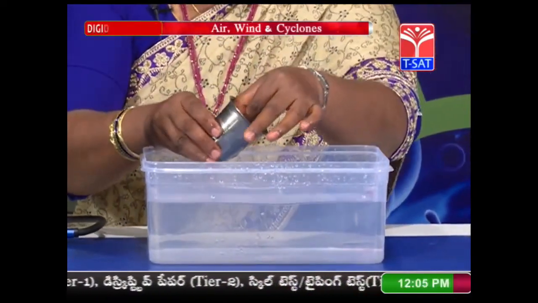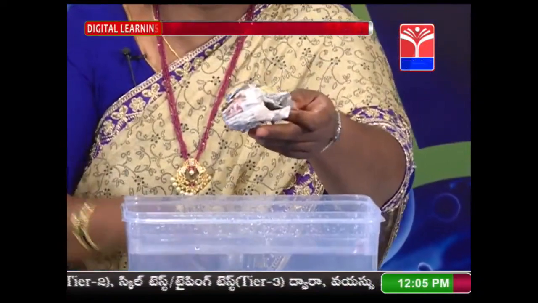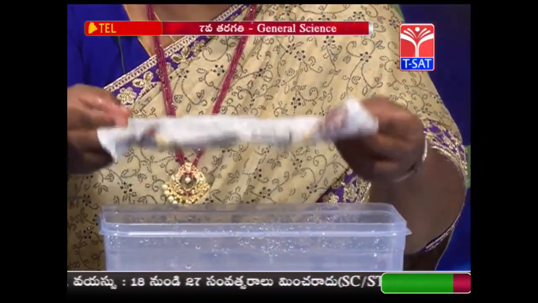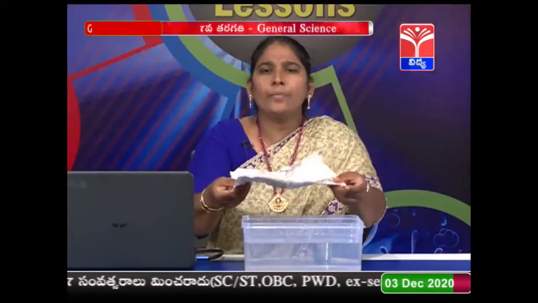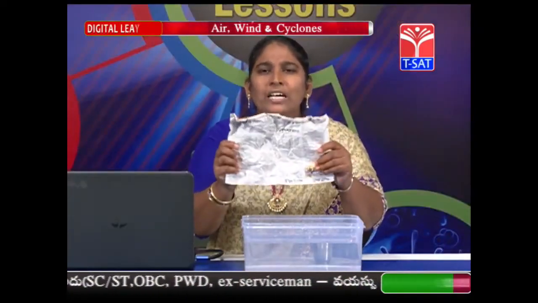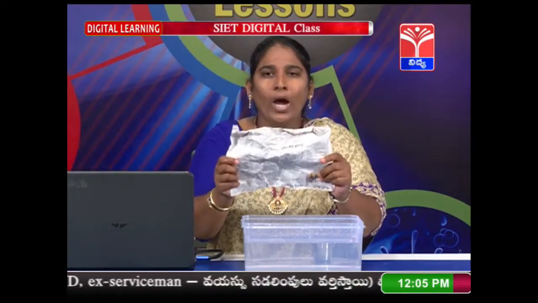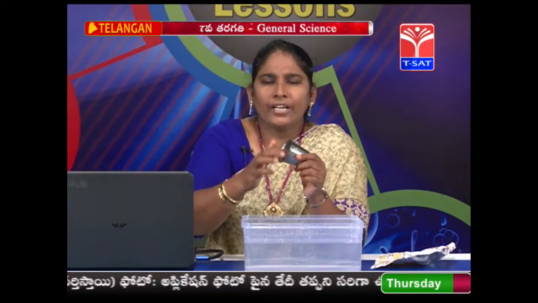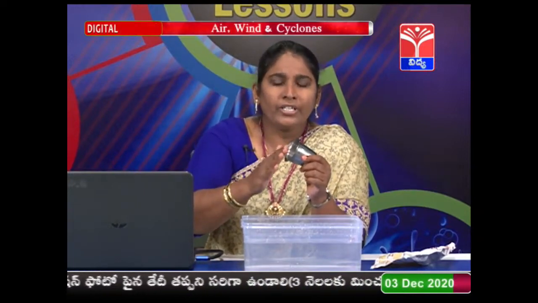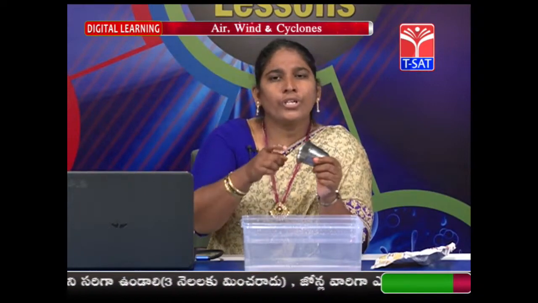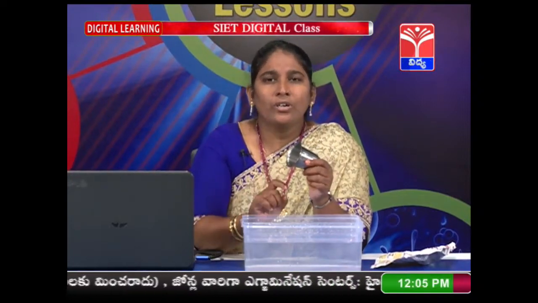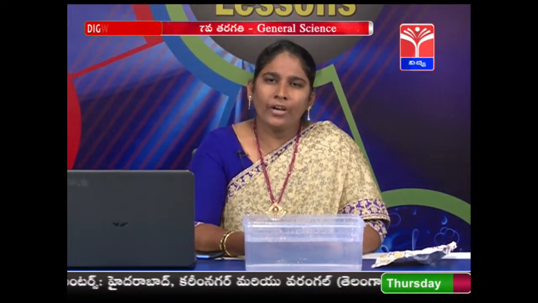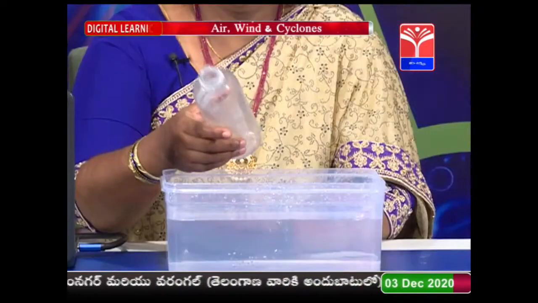Now, what do I do children? I will take out the paper. Oh, look here, the paper is not wet. Though we immersed it in water, the paper is completely dry. Why? Because the glass has air inside it. So, the air did not allow the water to enter the glass. With this, what can we say? Air is present everywhere.